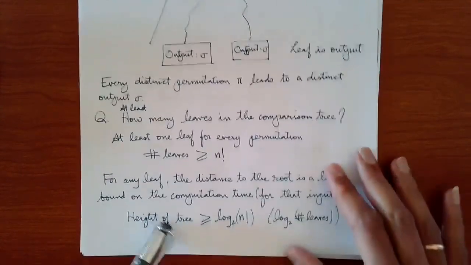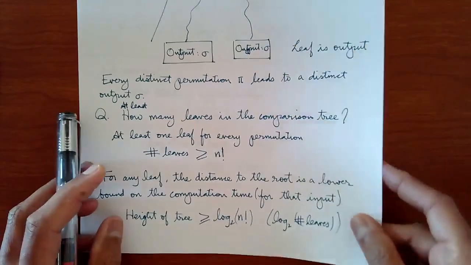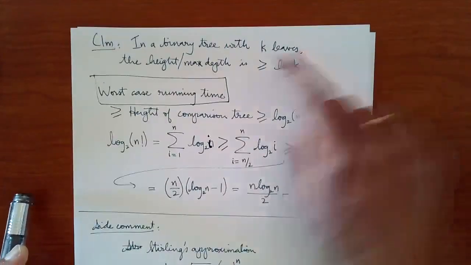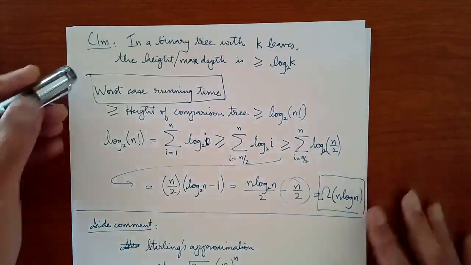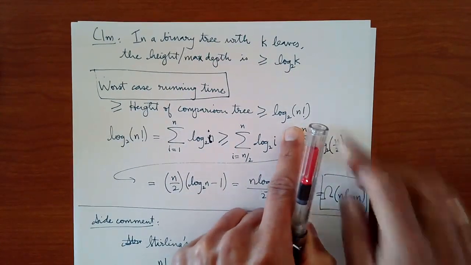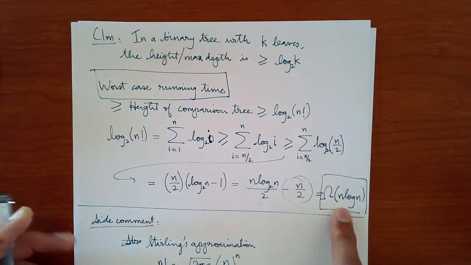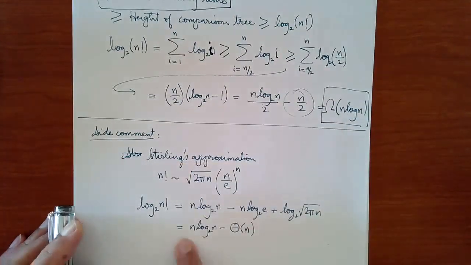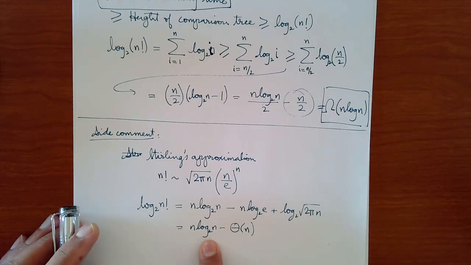So the height of the tree is at least the log of n factorial. It's the log of the number of leaves. And this is just a claim that in a binary tree with k leaves, the height is at least the log of the number of leaves. So the worst case running time is log base 2 of n factorial, and we proved that log base 2 of n factorial is Omega(n log n). Indeed, by Stirling's approximation, it's very close to n log n.